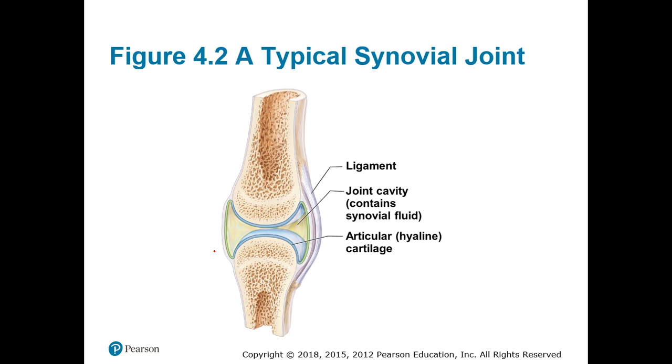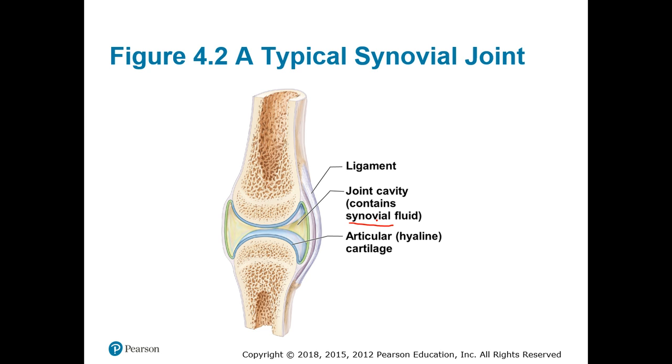So here is a good example of a synovial joint. Up here we have a bone. Down here we have a bone. And in between them we have what's called a joint cavity. Over here on the side we have a ligament helping to attach the two bones together. So within this joint cavity, it also contains synovial fluid.